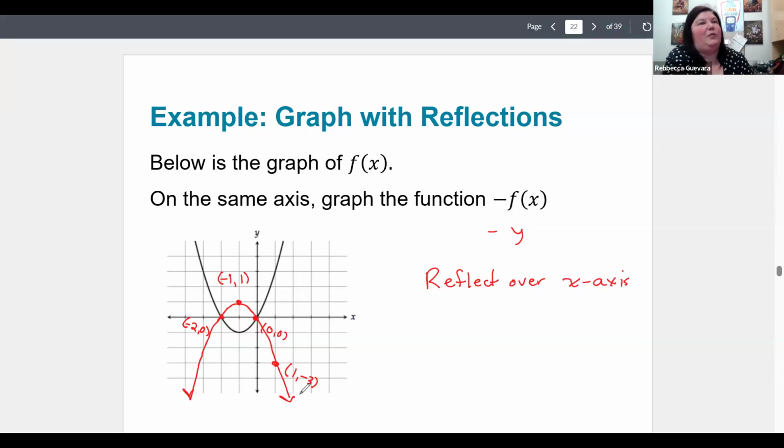The place you have to be careful is sometimes those zeros. Just pay attention, in this case, that all it's changing is that my y's are changing from positive to negative or negative to positive, so my y's are changing sign. But that causes a reflection over the x-axis.